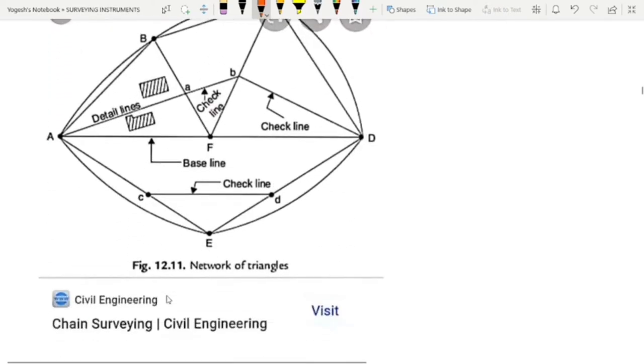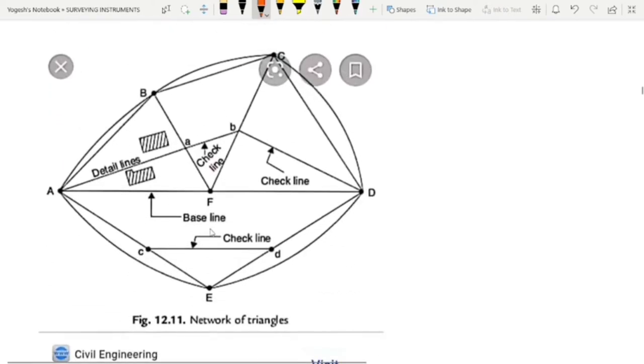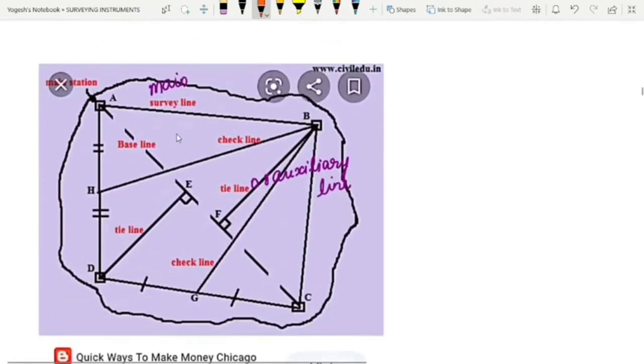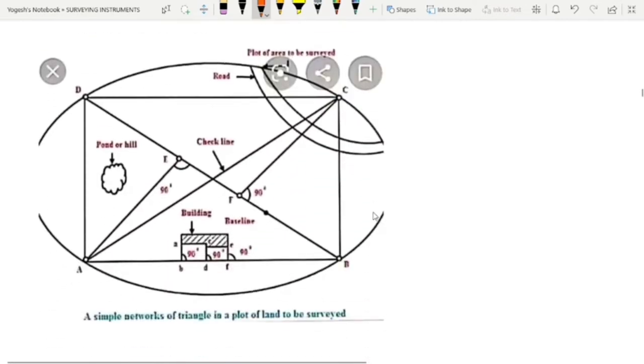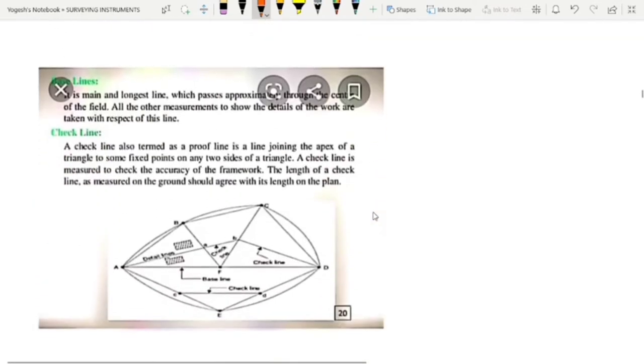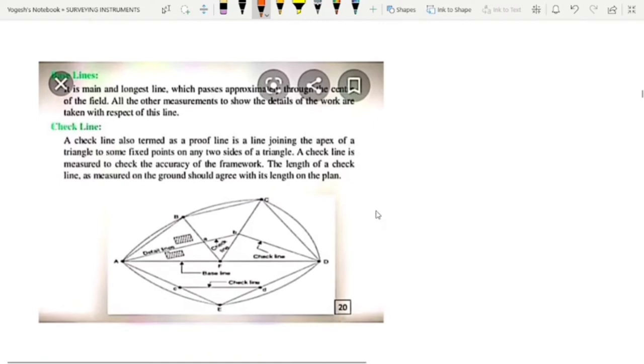This diagram we had discussed earlier: baseline, check line, tie line, proof line, each and everything we had discussed. Tie lines are also called auxiliary lines, while these are the main survey lines. This diagram we had discussed in our class. This is also the same thing. Here the definitions are given. The baseline is the main and longest line, which passes approximately through the center of the field, or divides the complete area into two approximately equal halves. Check lines are used for checking the accuracy of the survey work.